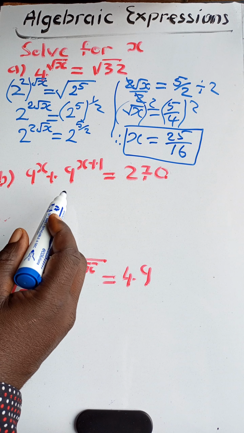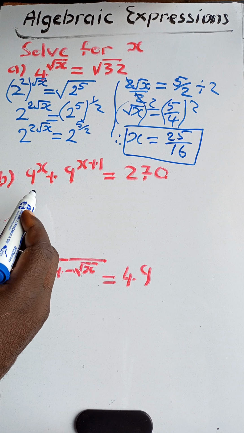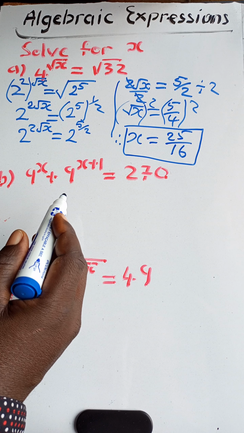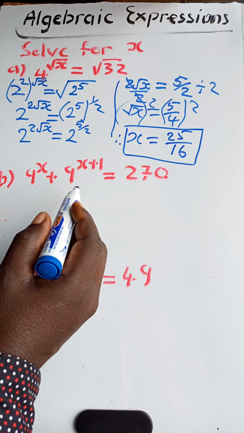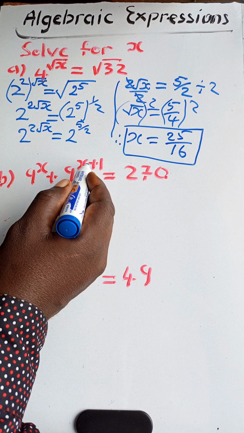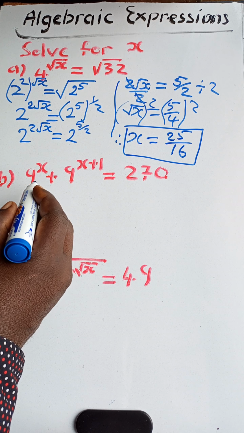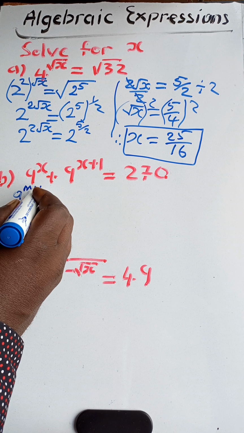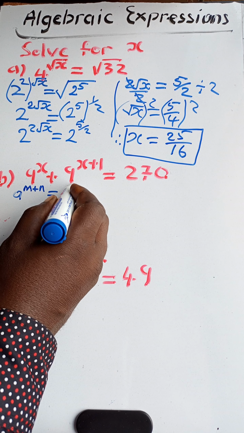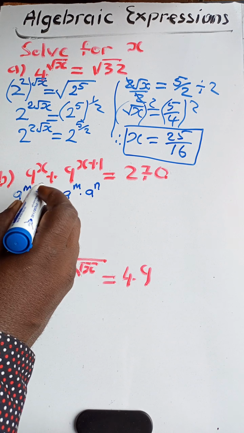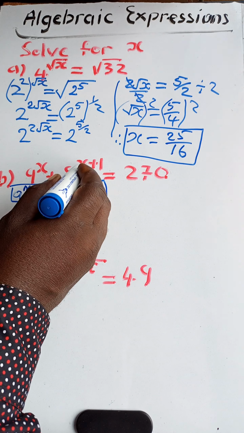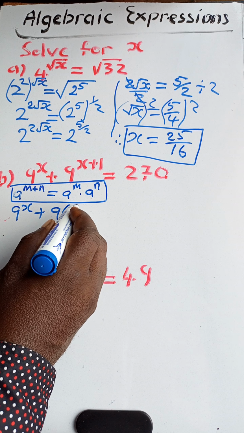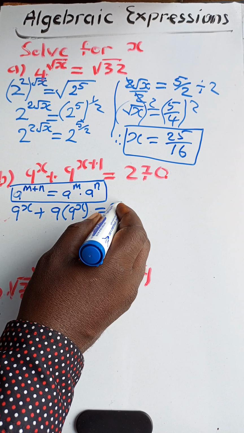Pretty simple. Okay, let's look at the next exponential equation. We have 9 to the power x plus 9 to the power x plus 1 is equal to 270. Okay, the first thing to handle is 9 to the power x plus 1. We know the law. The law of a to the m plus n means it is a to the m multiplied to a to the n. If we apply that law here, we're going to have 9 to the x plus 9 multiplied to 9 to the x is equal to 270.